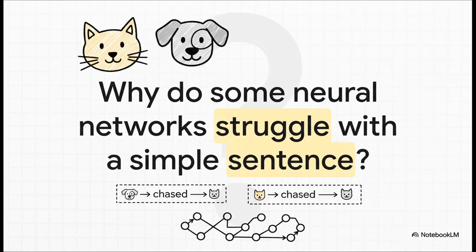A standard neural network is amazing at, say, spotting a cat in a photo. But why would that same super smart network kind of choke on a simple sentence? Well, it's because the order of the words changes everything. The dog chased the cat means something completely different from the cat chased the dog, and your standard networks often miss that crucial sequential context.